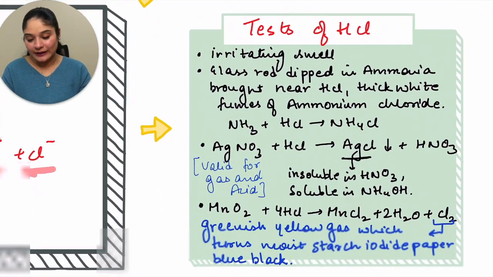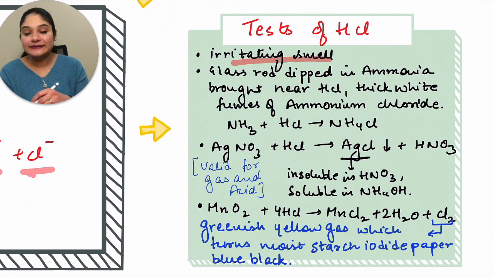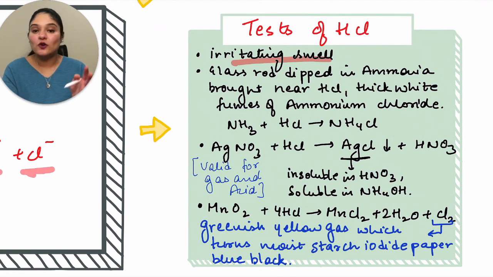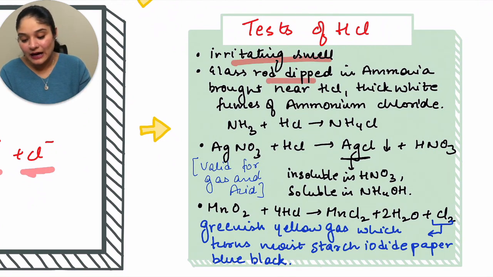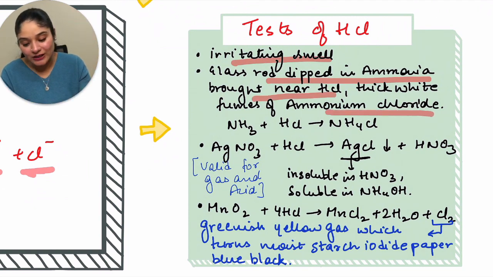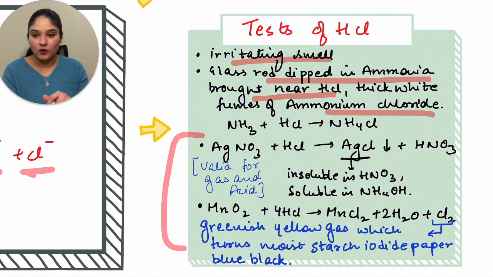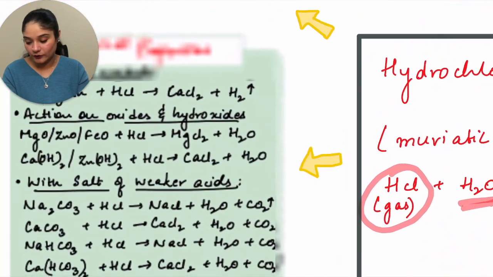Let's move on to the next one, that is tests of HCl. The first is irritating smell. The second one we already discussed: a glass rod dipped in ammonia brought near HCl will show thick white fumes of ammonium chloride, and the equation is NH3 plus HCl gives NH4Cl. The other two we will come back to, so let's cover up the rest of the portion.